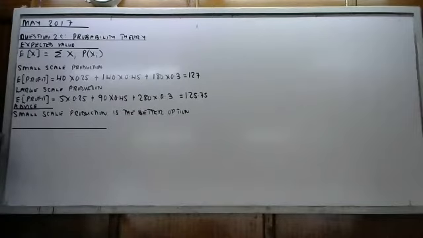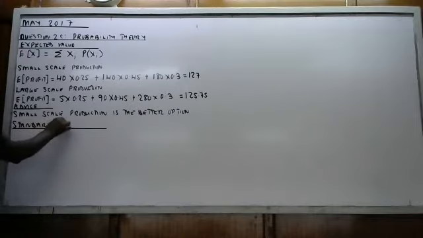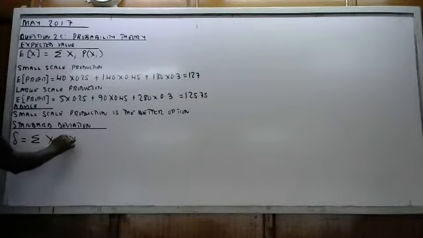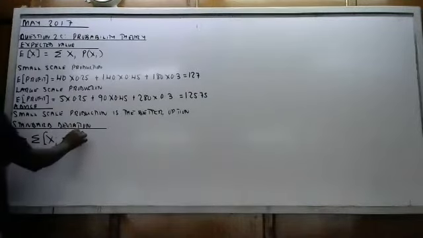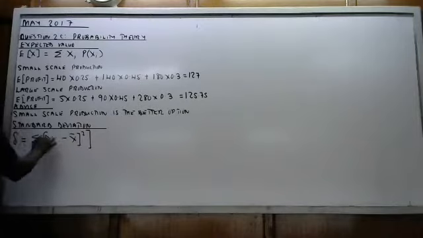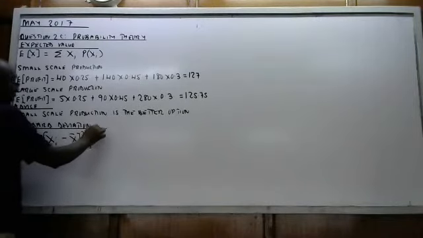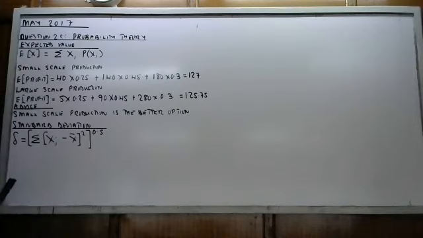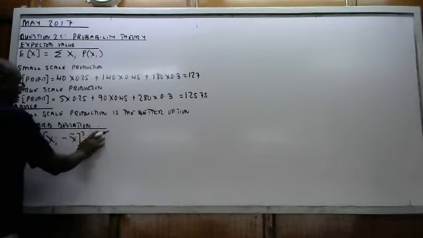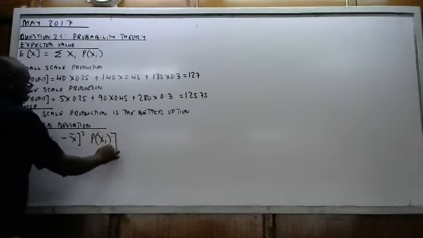we compute what we call standard deviation. Now, standard deviation is given as the sum of xi minus x bar, you square this, multiply by the probability of xi, then you raise this to power 0.5, or you get the square root.